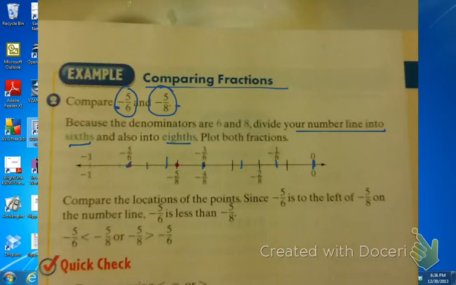And then they have you plot it, so you see the negative 5 sixths and your negative 5/8, and you should be able to tell which one is less because it's the furthest away from 0, or the furthest to the left, which makes it a lesser number. So you would write it like this: negative 5 sixths is less than negative 5/8, or you can flip it around and flip your sign around and say negative 5/8 is greater than negative 5 sixths.